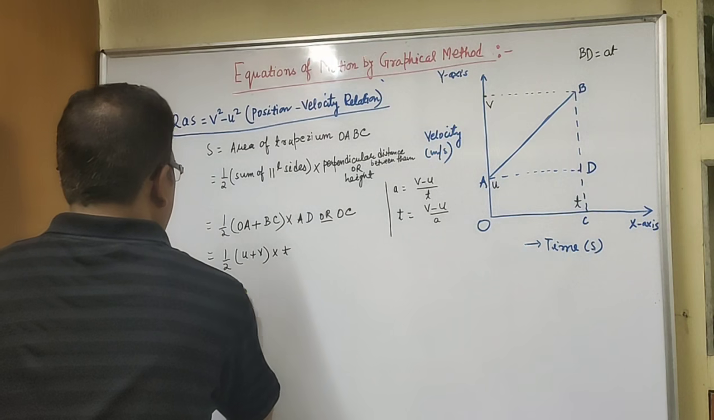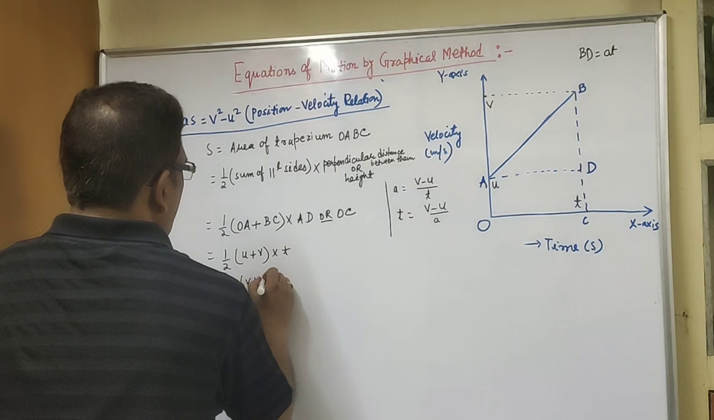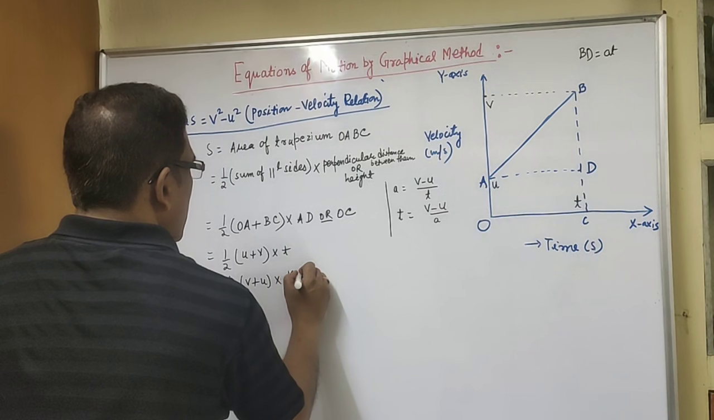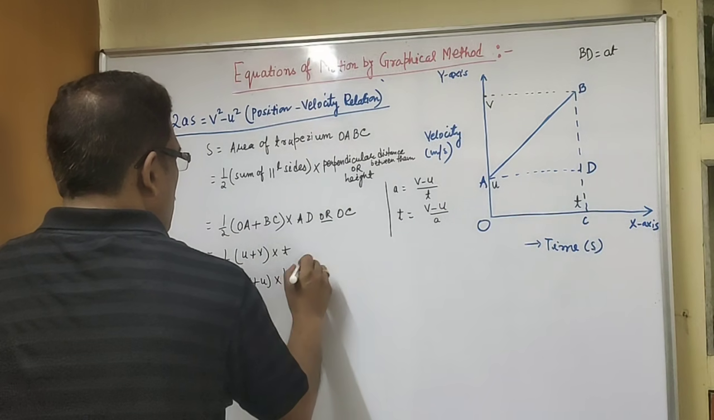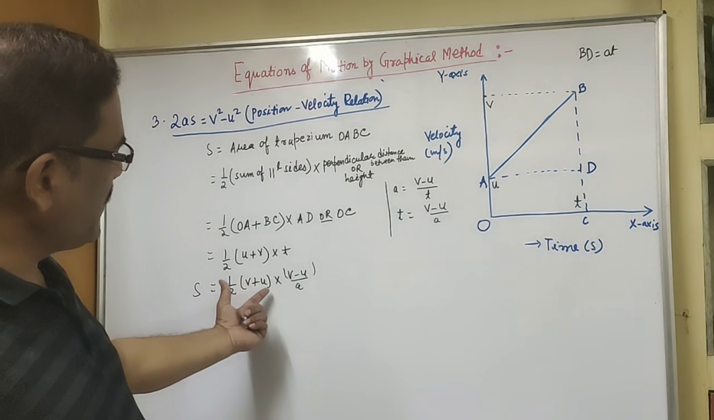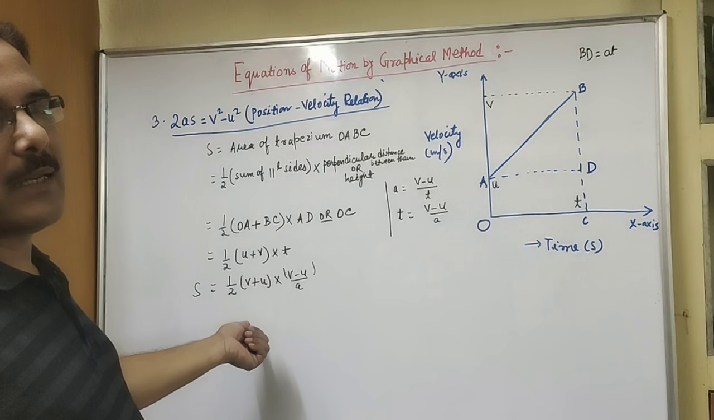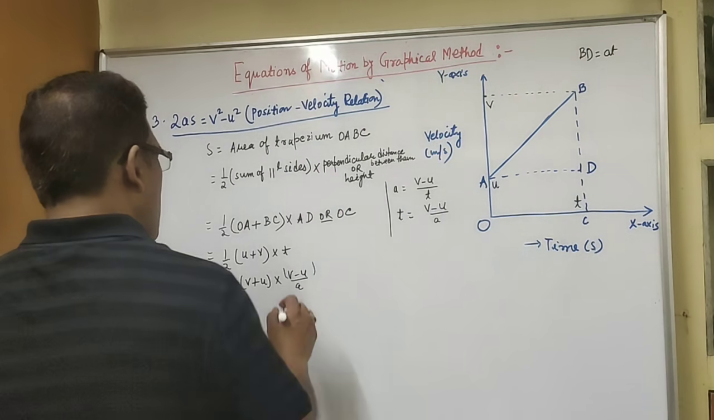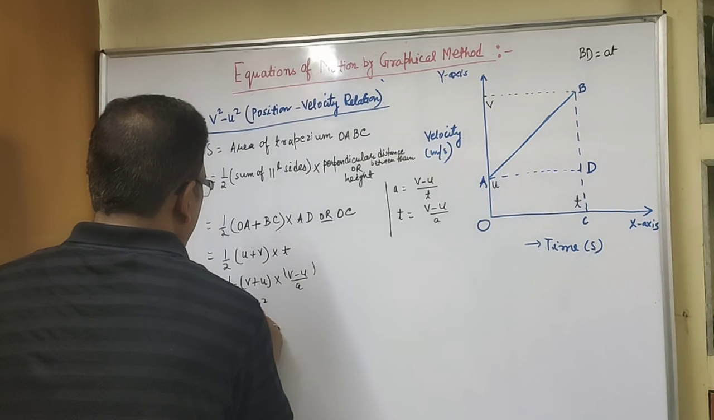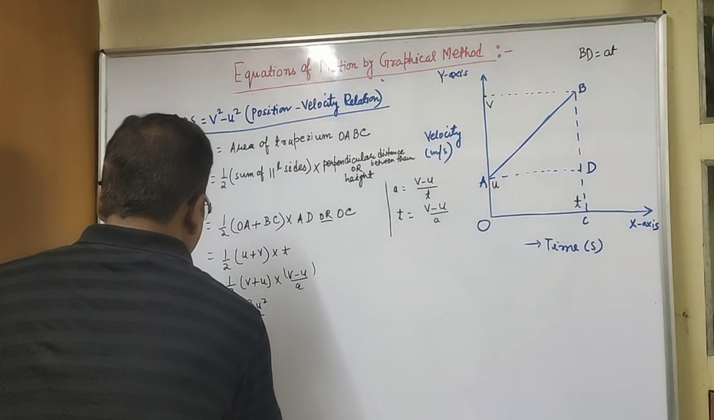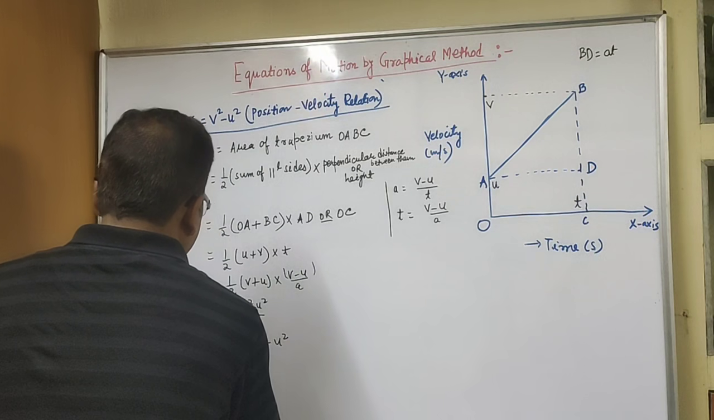Now substitute this value of T here. So this can be written as, we can write U plus V or V plus U, same thing. So in place of T we are writing V minus U by A. Now in numerator we have V plus U and V minus U. It means A plus B and A minus B. So this can be written as V square minus U square, and in denominator we have 2A. After cross multiplication we will get 2AS is equal to V square minus U square.